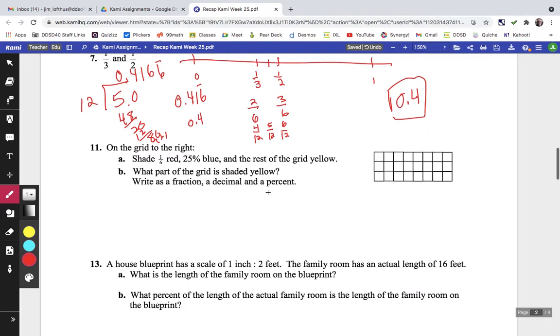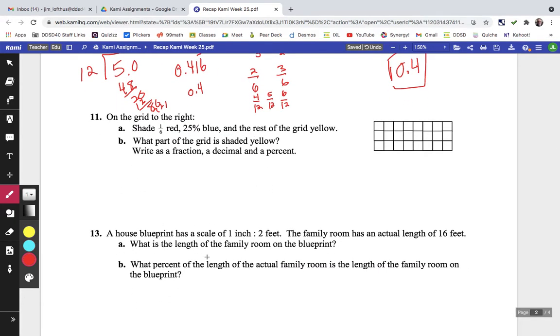All right. On this one, it said to shade 1/6 of it red, 25% blue, and the rest of it yellow. So let's start with figuring out what 25% of this is. There's 24 of these altogether. So 25% of 24 is 25 over 100, that's the percent part, equals n over 24. So we could simplify this to 1/4. 25 out of 100 is the same as 1 out of 4.